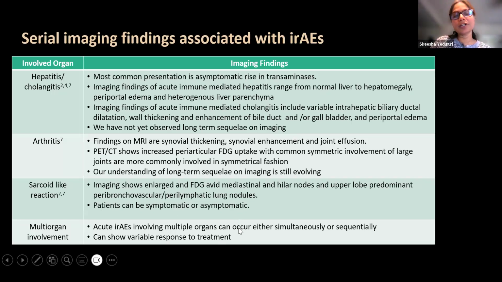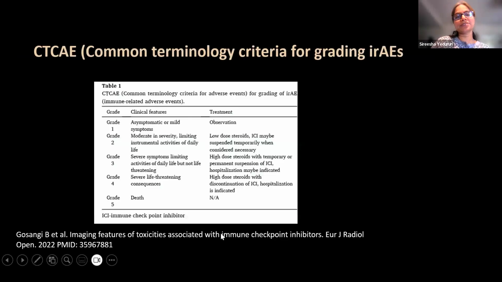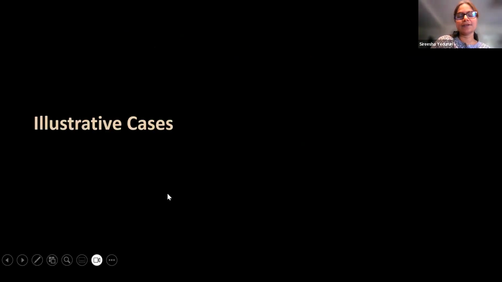It's not only one organ at a time. They can involve multiple organs, either simultaneously or sequentially, and these multiple organs can show variable response to treatment. This is how the immune-related adverse effects are graded: asymptomatic or mild symptoms, moderate in severity, severe, life-threatening consequences, and death.